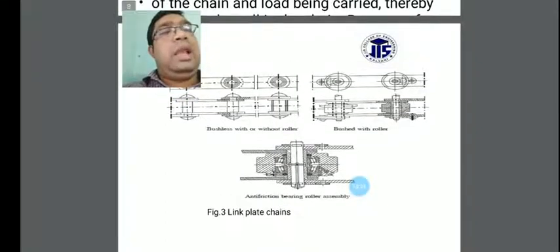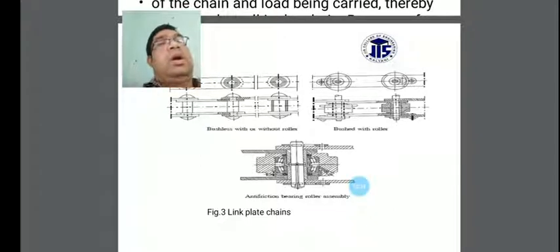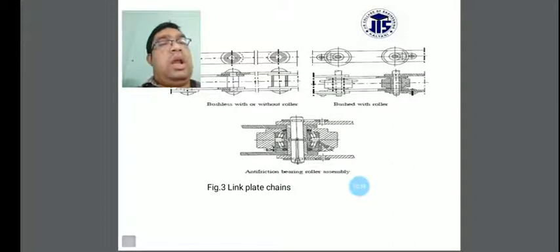Also a bucket or trolley will be hung on the bush without rollers, and the link plates also hang different types of trolleys, rollers, and other conveyor systems on the link plates in conveyors.